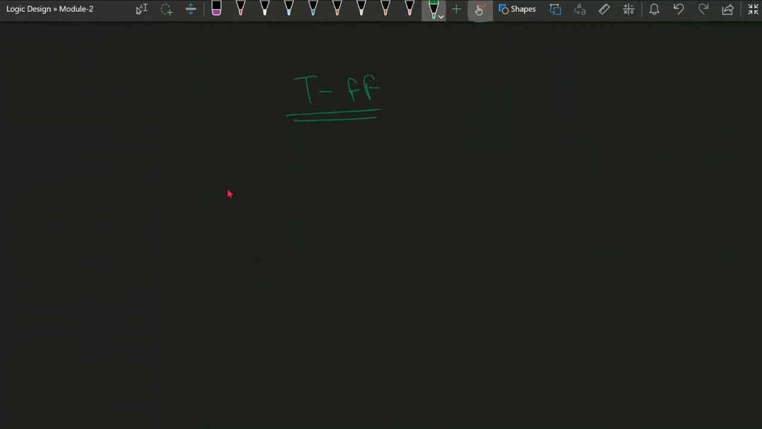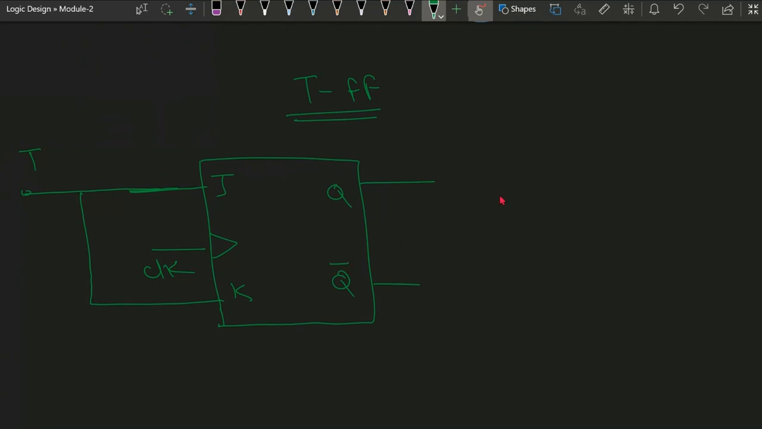So by using the JK flip flop, we can implement the T flip flop also. These are very simple. So if we are having J and K, and there is a clock, so if we connect both the inputs of J and K together, it will be forming the T flip flop. T will be the input, single input, and the Q will be the output, and Q bar will be another output.